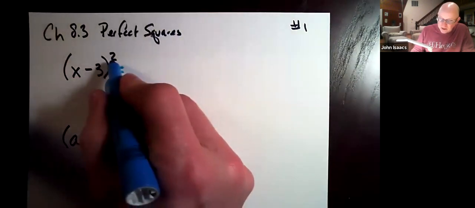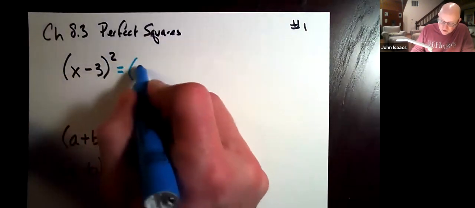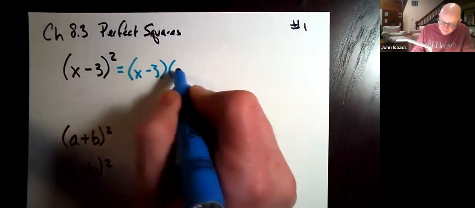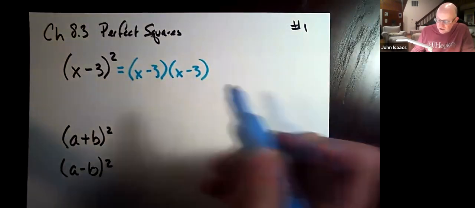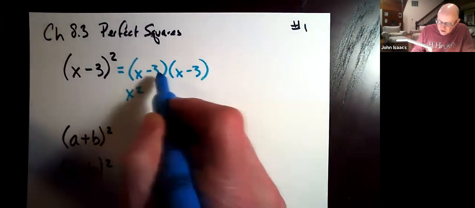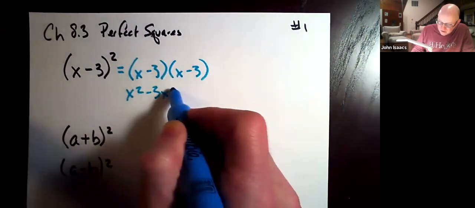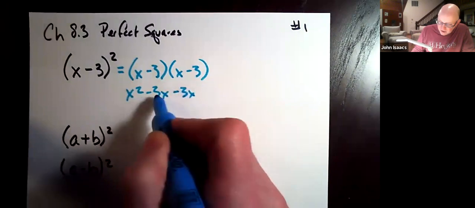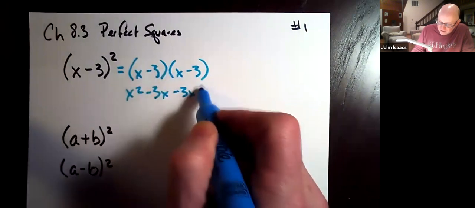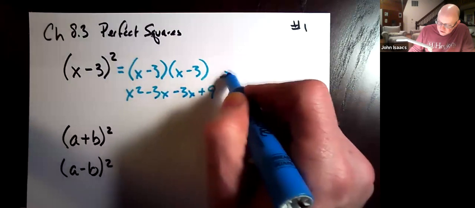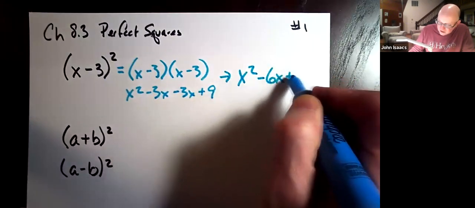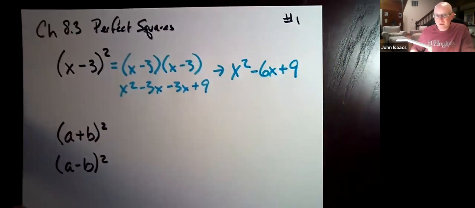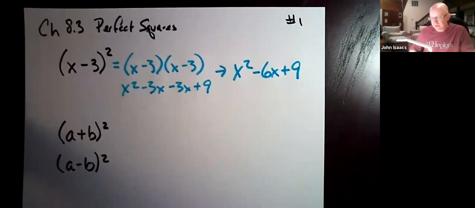What this means is actually take whatever's in parentheses and multiply it by itself. So x minus 3 times x minus 3. And I'm going to use FOIL. So I wind up with x squared minus 3x minus 3x again. So here's my outers and here's my inners, and then plus 9. And the end result is x squared minus 6x plus 9. All right, now let's do this with a and b, and we'll talk about how it relates to that.